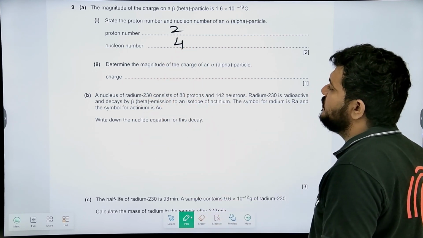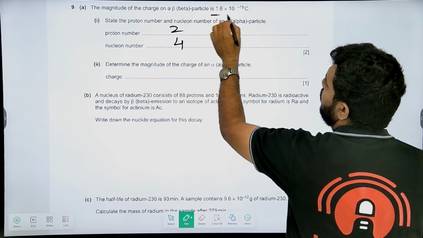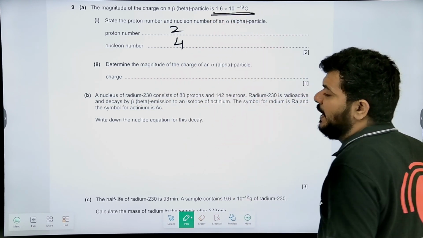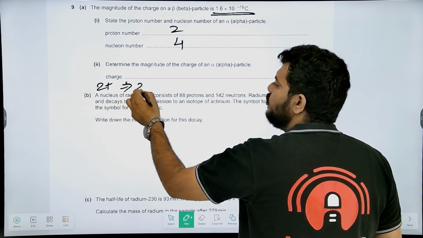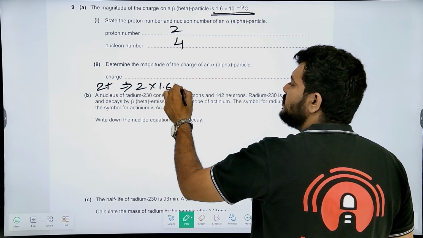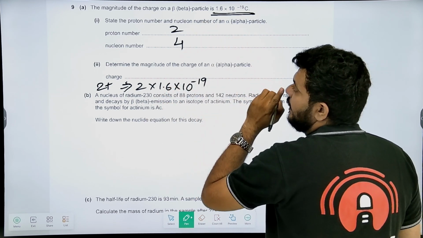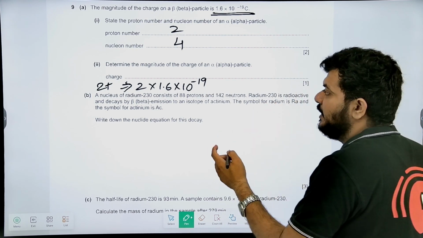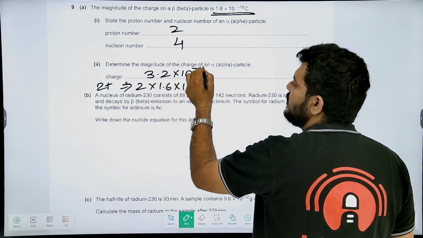Determine the magnitude of charge on an alpha particle. So they have given this is 1.6. So the charge on an alpha particle is 2 positive. So that should be 2 multiplied by 1.6 into 10 to the power minus 19. But here it is negative charge. On the alpha particle it is positive. So I will write 3.2 into 10 to the power minus 19 coulomb.